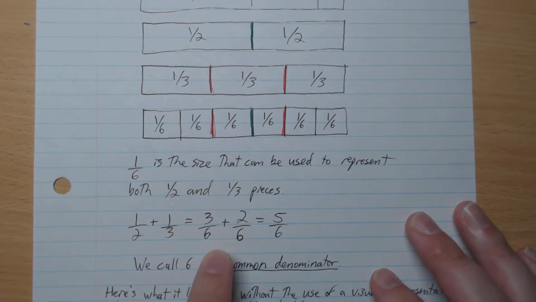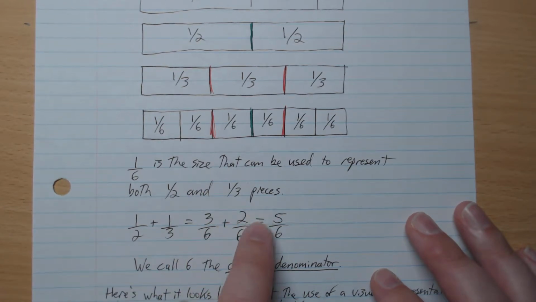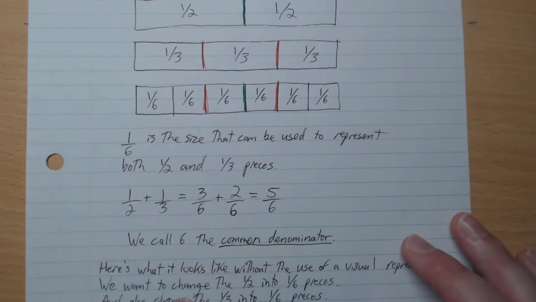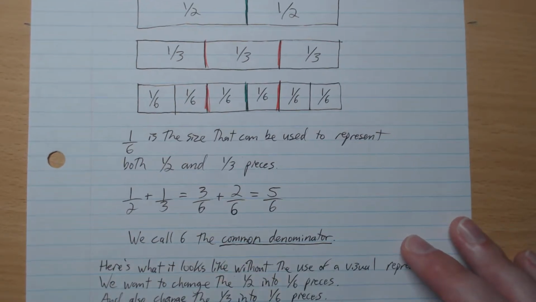And now this is easy to add together. 3/6 pieces plus 2/6 pieces gives us 5/6 pieces. And we call the 6 here the common denominator.